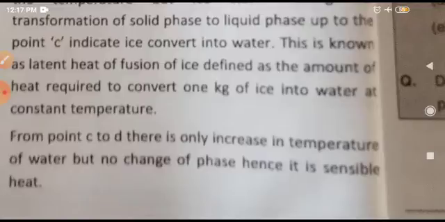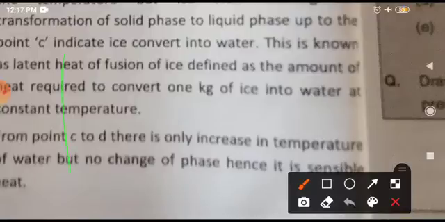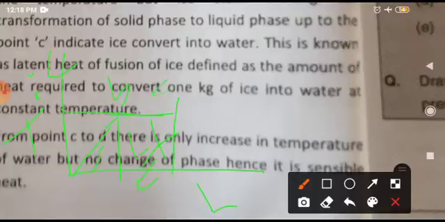Then from point B to C you will again see, let me draw the diagram over here. This is temperature here, and here is heat. Once you see the temperature increasing, at this point the state is solid. Then this is 0 degrees Celsius. You will see the horizontal line, which is latent heat of fusion. That means the temperature remains the same, but here it is liquid. This is B, this is C, then it will again increase up to point D.